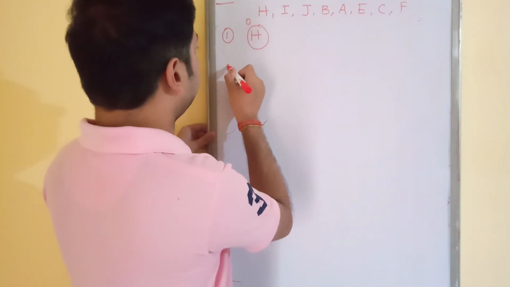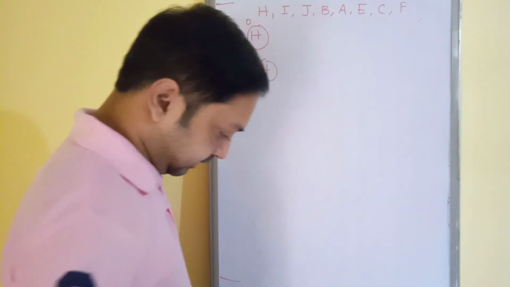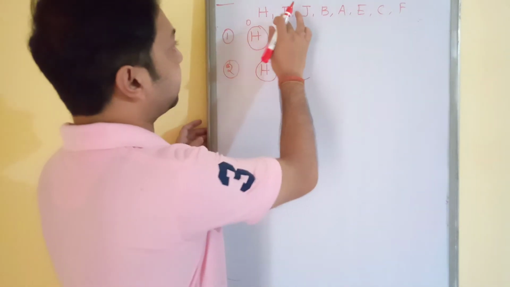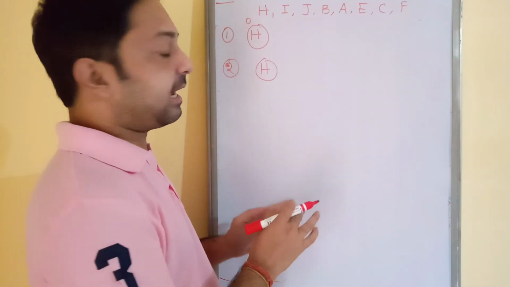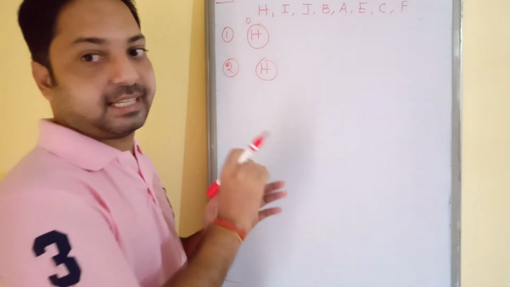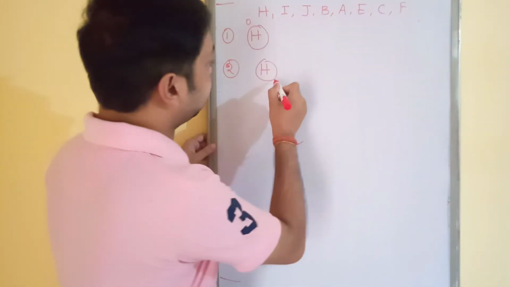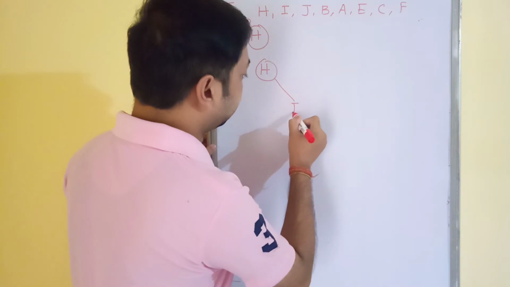Now come to step 2, that is H. Now the next node to be inserted is I. So you can tell that I is larger than H because A, B, C, D, E, F, G, H, I. So I comes after H. So I is the larger one. Now put it on the right hand side.